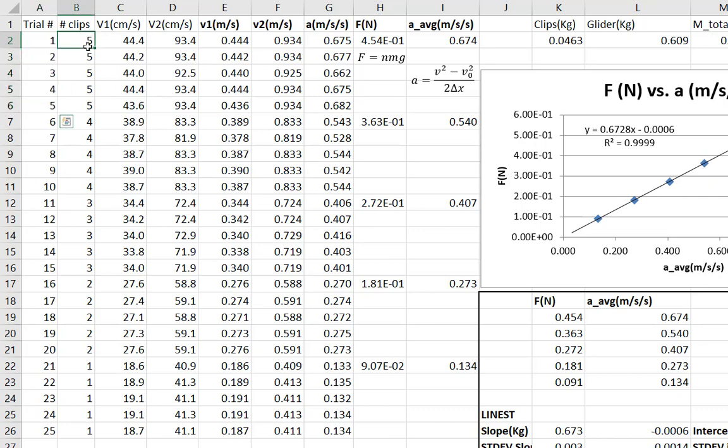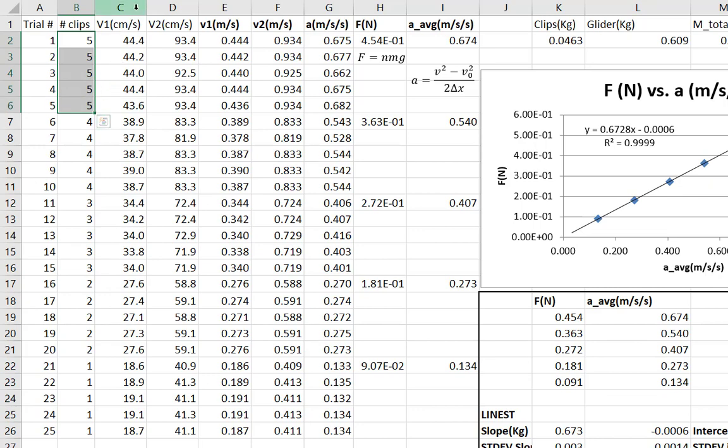For example, I had 5 clips hanging. I basically did the backward hanging 5 clips and then hanging 4 clips with one on the glider, then straight clips with two on the glider, and so on and so forth. So these are the number of hanging clips.